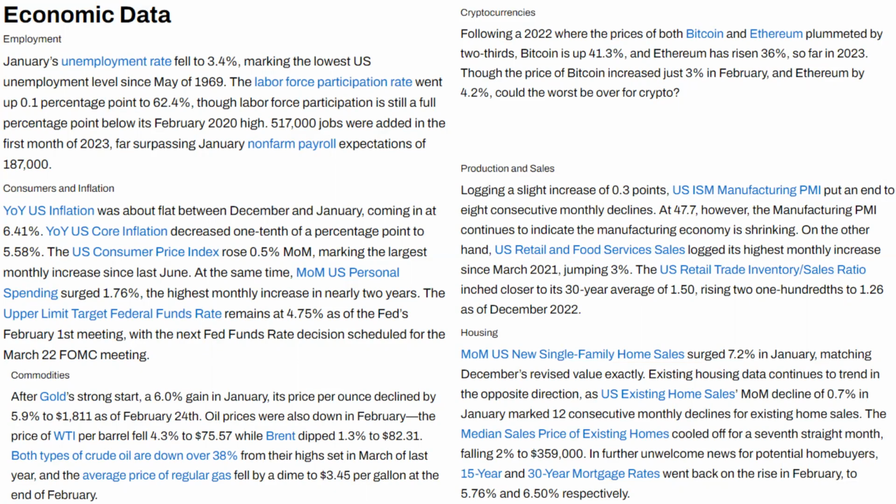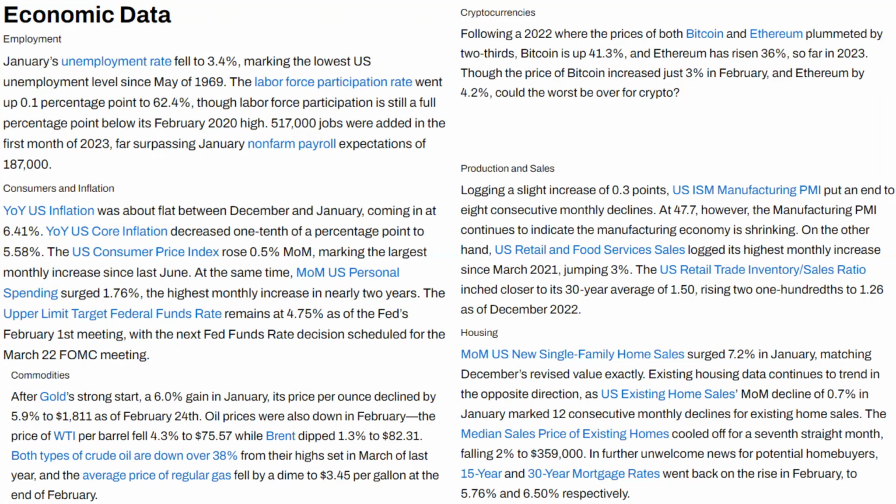If we look at inflation, year over year, U.S. inflation was about flat between December and January, coming in at 6.41%. Year over year, U.S. core inflation decreased 0.1 of a percentage point to 5.58%. The U.S. CPI rose 0.5% month over month, making the largest monthly increase since last June. At the same time, month over month, U.S. personal spending surged 1.76%, the highest monthly increase in nearly 2 years.